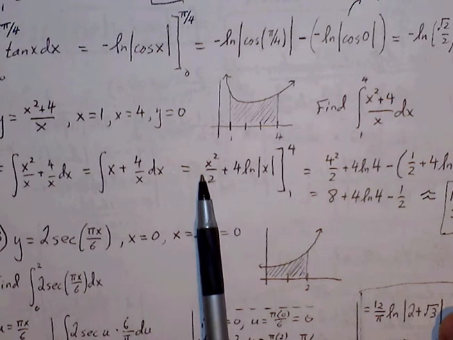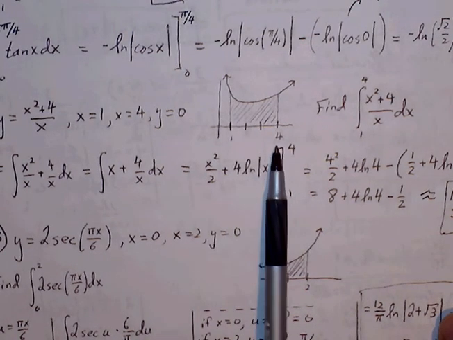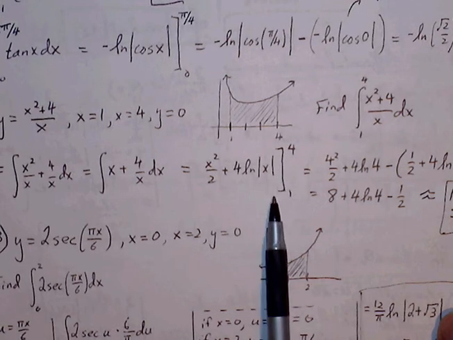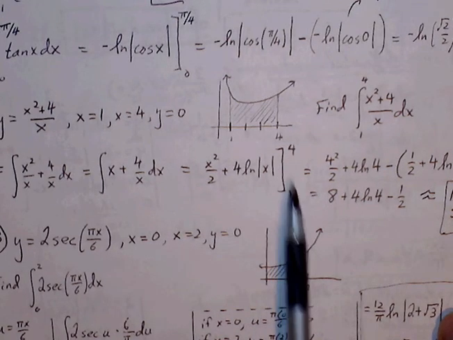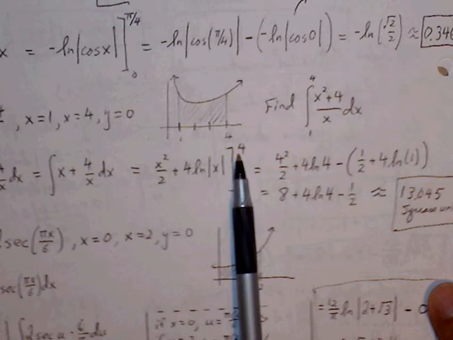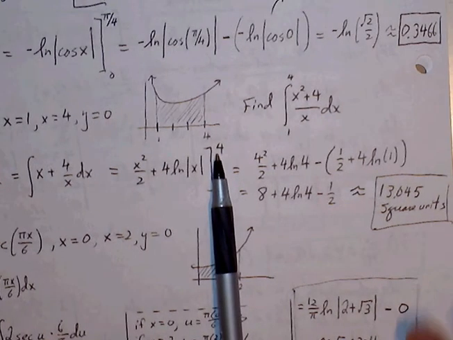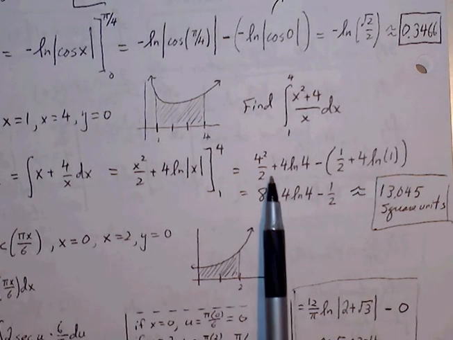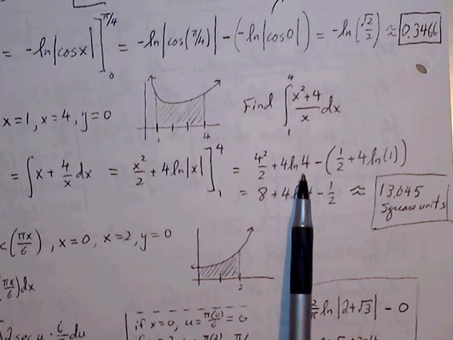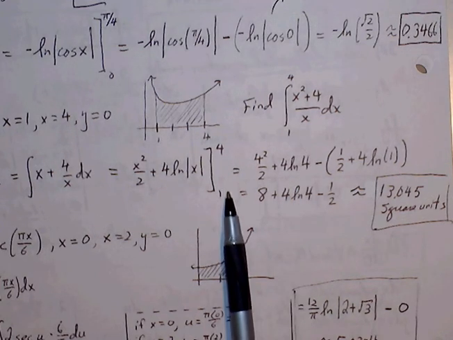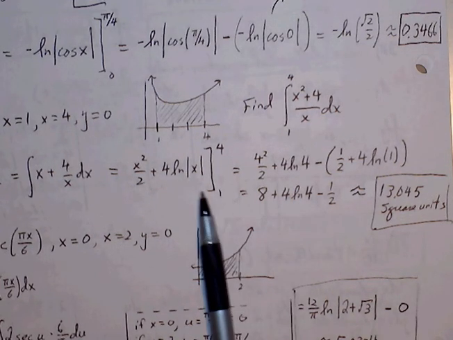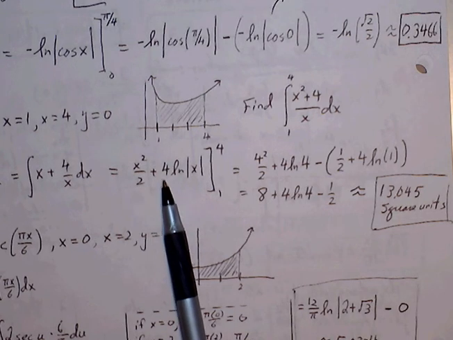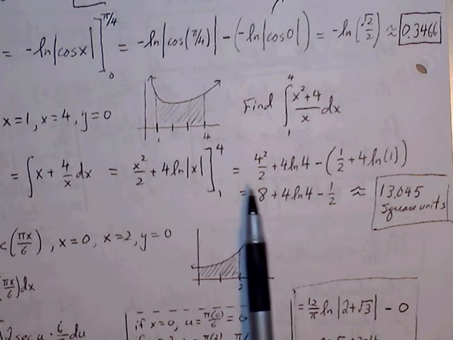We have the antiderivative. Plug in our upper and lower bound. No U-substitution, so we can keep our bounds the same. Plug the upper bound first. 4 goes in for each of the x values. So 4 squared over 2 plus 4 natural log of 4 minus, now plug in the lower bound. 1 goes in for each of the x's, so 1 over 2 plus 4 natural log of 1.